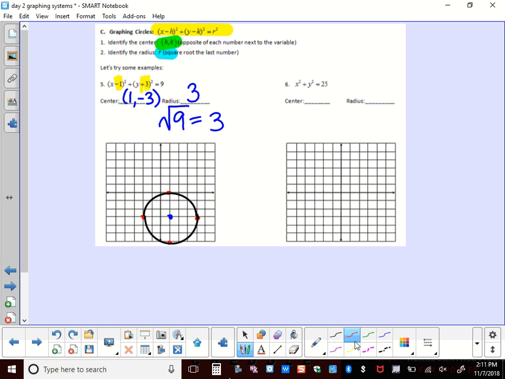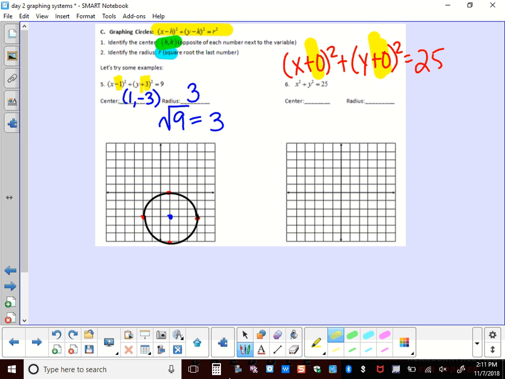Notice how number 6 is a little different. A little different. Do we see that there's no number next to my x and my y? What that means is this is really x plus 0 squared plus y plus 0 squared equals 25. We did not put the zeros because they are understood. We don't ever write, like if you have a factor, you would never put like x times 0. It would just be x. So we still get the opposite of these two numbers. So what's my center? 0, 0. Do we have a negative 0? Oh my goodness. Alright, so 0, 0.